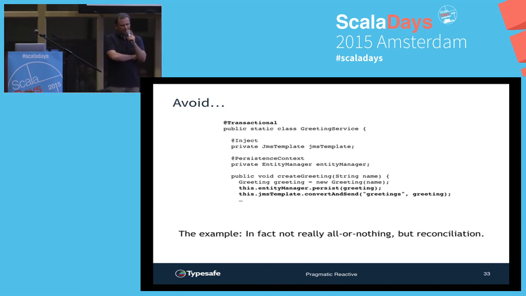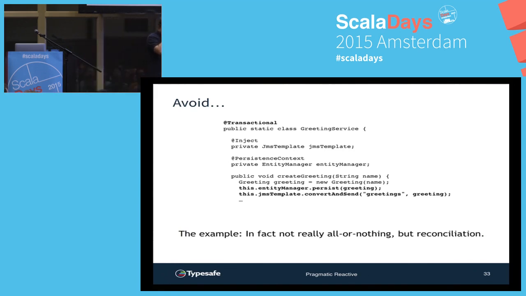Avoiding. So this example is something I copied from the internet, but I've also seen this in real-world projects, exactly this combination, the message queue and the database access.